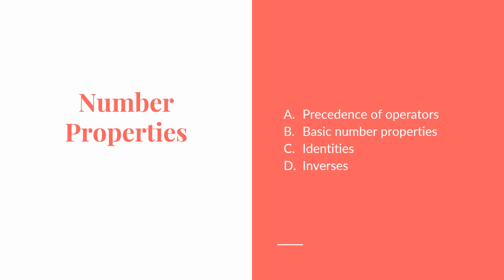Number properties are certain rules that can be applied when performing arithmetic operations on numbers. In this video, we're going to cover 4 topics under number properties. There are precedence of operators, basic number properties, identities, and inverses.